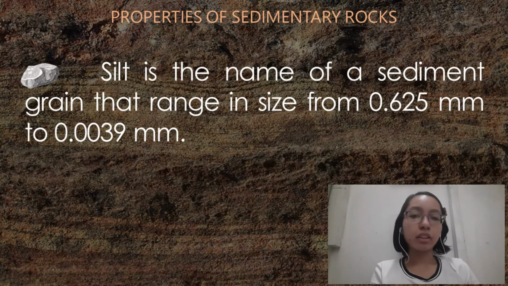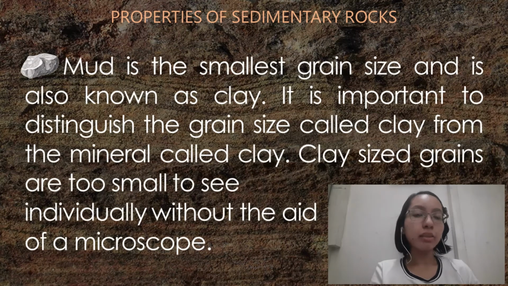Tapos next is silt. Silt is the name of a sediment grain that ranges in size from 0.0625 mm to 0.0039 mm. So, silt compared to sand, silt is smaller than sand. While yung mud naman, mud is the smallest grain size and is also known as clay.